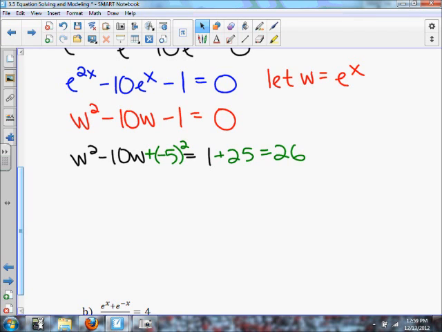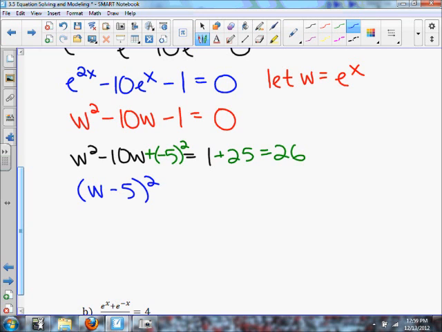Now when we do this, we'll get to here. Now even when we solve for w here, we're not quite done because remember we let w equal e to the x. So we have to solve for x yet. Which means from here, what is w going to equal? We should be able to make this leap by now. Huh? 5 plus or minus the square root of 26.